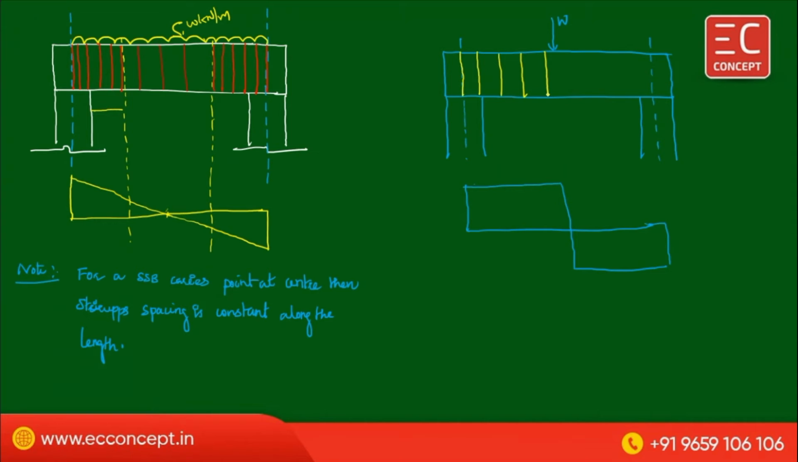But the code says the critical section is d distance. Up to d distance you have to use closely spaced stirrups, the code says. But actually, this kind of beam is subjected to equal shear force throughout the section, so you don't follow the code book. You have to follow the practical thing. So in this case, you have to use uniform spacing of stirrups. That's the thing.